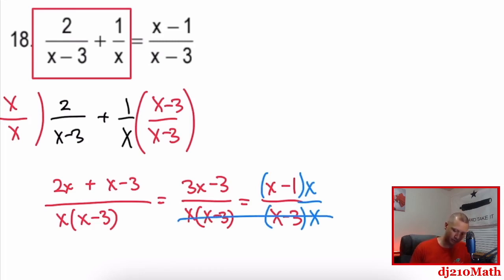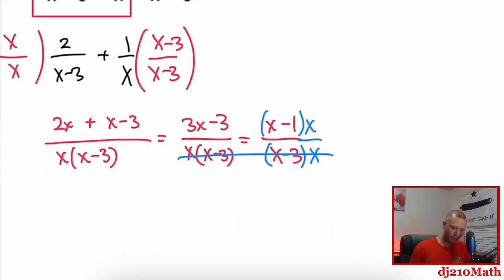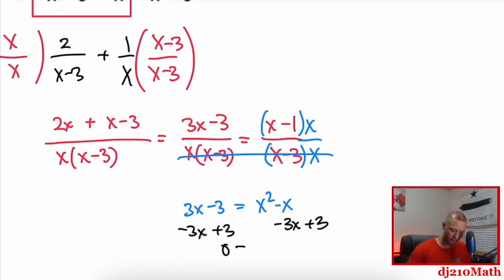So I don't care about those anymore. They don't cancel each other out. I'm just simply saying that I don't care about them. It's not like they cancel. That's not what's happening. I'm disregarding them. Okay, 3x minus 3 equals x squared minus x. Minus 3x, minus 3x, plus 3, plus 3. So 0 is equal to x squared minus 3x plus 3.